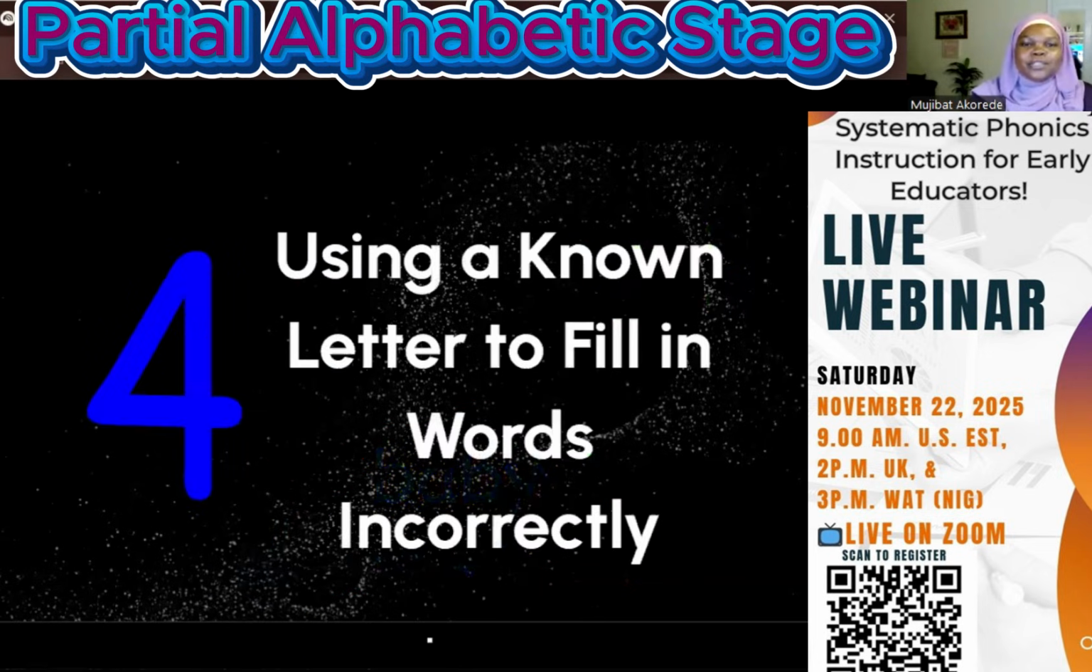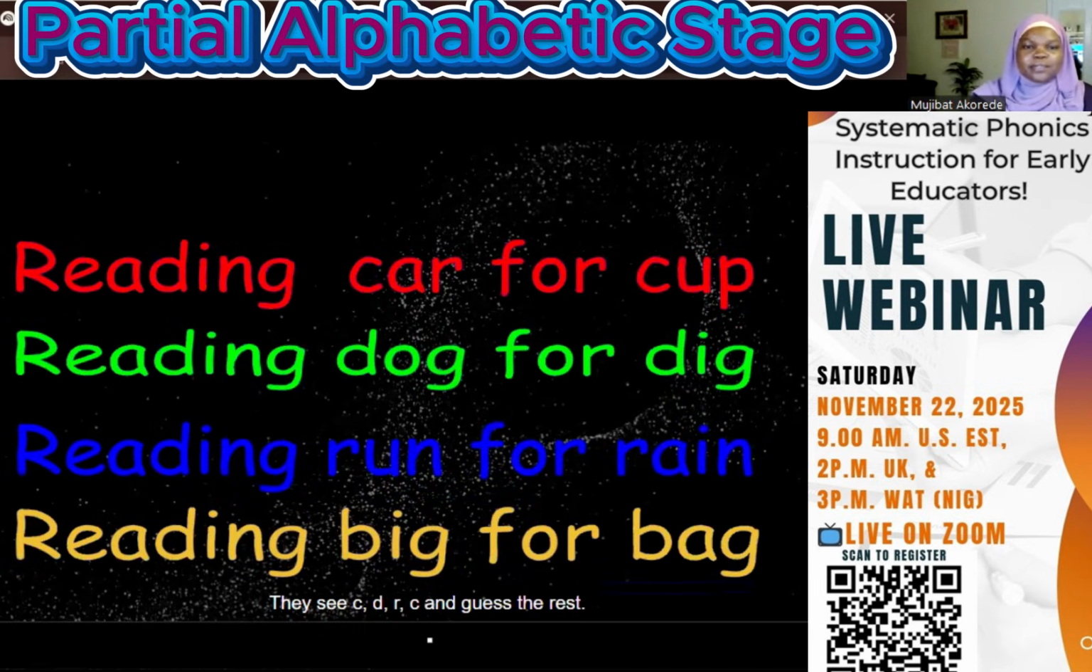Now, using a known letter to fill in words incorrectly. Sometimes they know a letter, then they just fill in words. And here is an example. They can read car for cup, dog for dig. They can read run for rain. They can read big for bag. The C, the D, the R, the B that begin these words, then they just guess the rest.